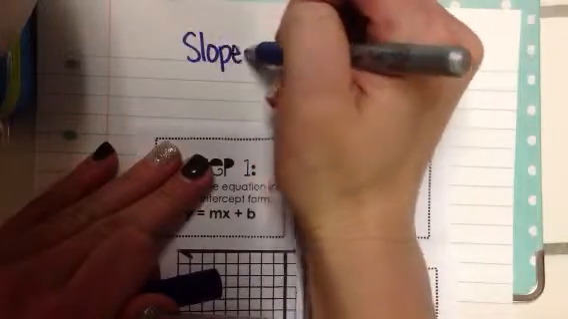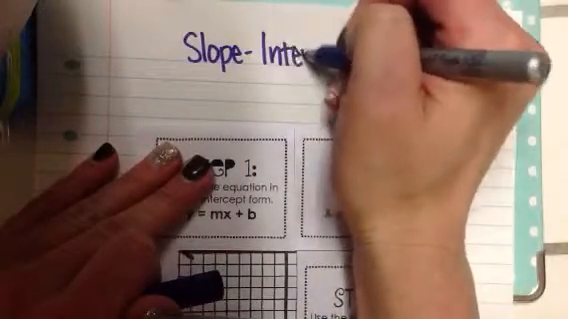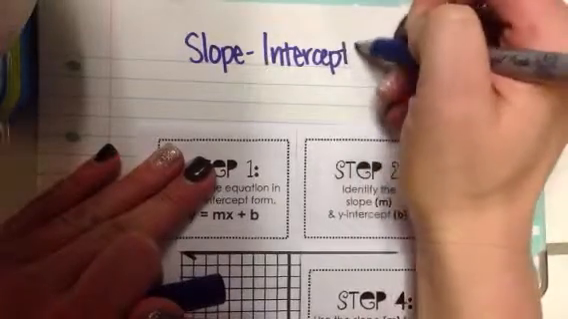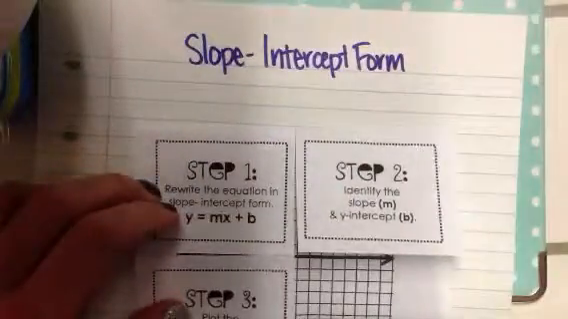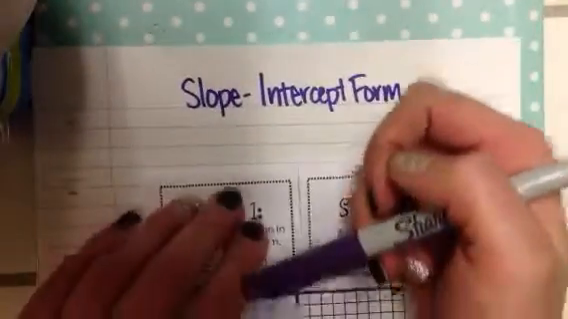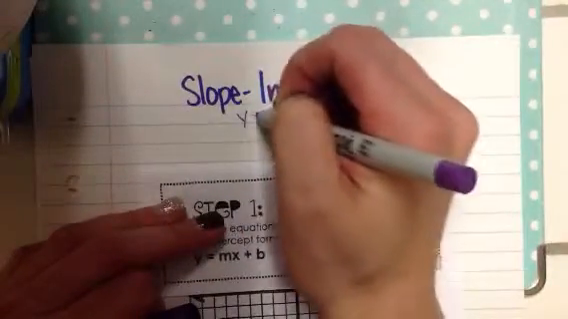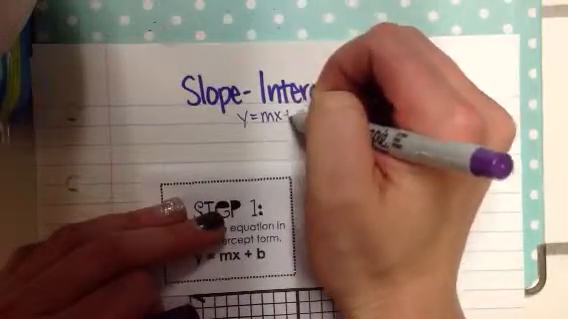And now that you have your foldable for slope-intercept form all put together and glued to your piece of paper, let's get started. At the very top of the paper, I would like you to write slope-intercept form. Slope-intercept form is a specific way that we can write the equation of a line. So we write it as y equals mx plus b.